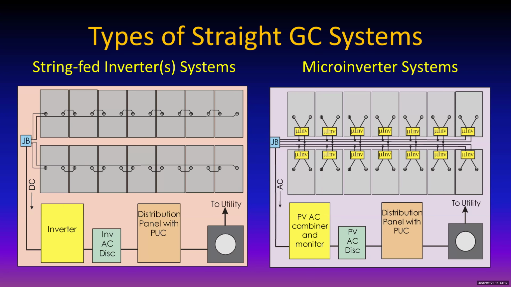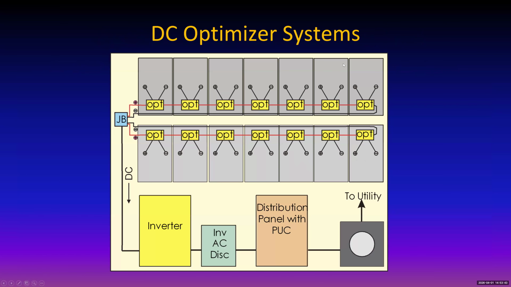And let's look at the third type of system that is also relatively popular. I tell you that of the systems that we design, probably 60 to 70% are microinverter systems. Maybe 15 or 20% are string fed, and the rest of them are this type, the so-called DC optimizer systems.